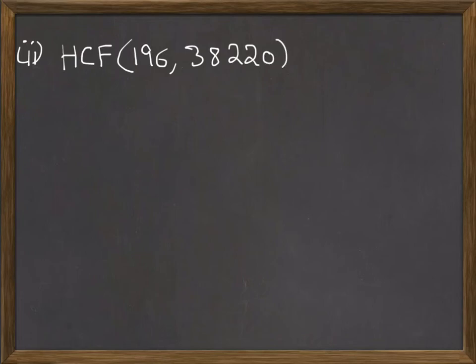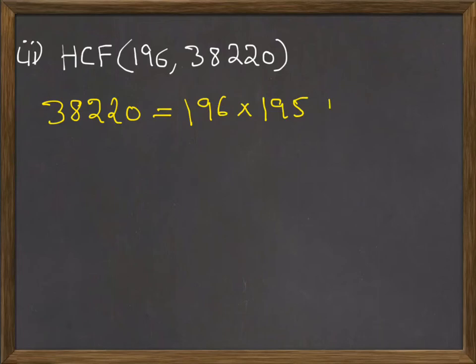Let's try this. Find the HCF of 196 and 38,220. So 38,220 divided by 196. So 196 times 195, and the remainder is 0. So the HCF is 196.